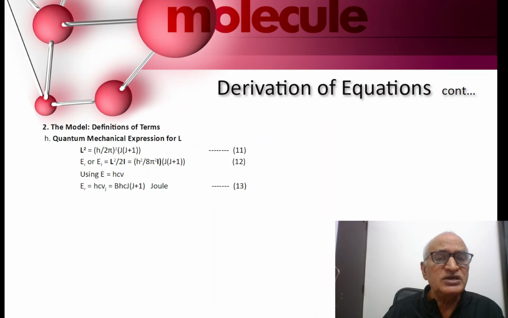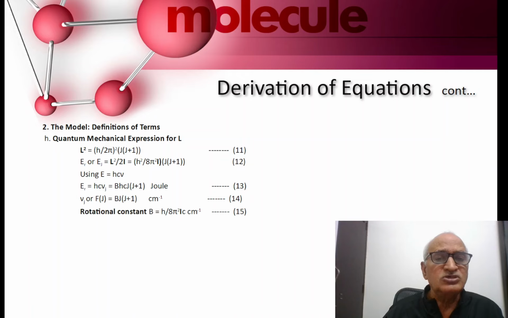We have actually collected a few of the constant terms and given one simple symbol for that, so that we need not write all those terms again and again. B is called the rotational constant of the molecule. If we use frequency units, then the expression for energy has to be divided by hc, and we get frequency nu J or nu 1 equal to FJ equal to B J into J plus 1 centimeter reciprocal.